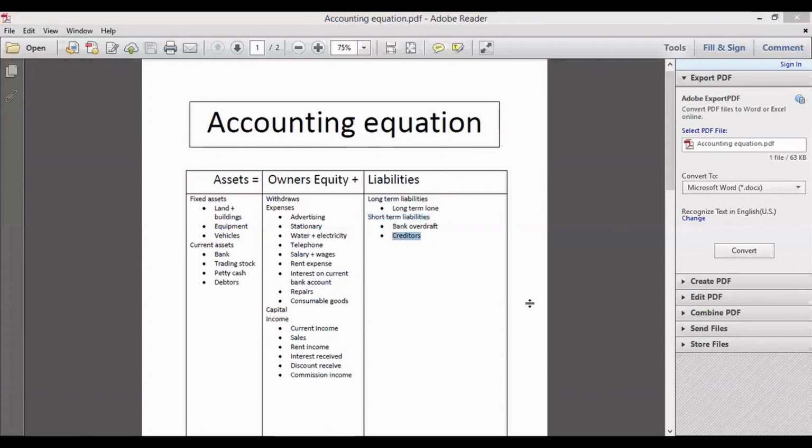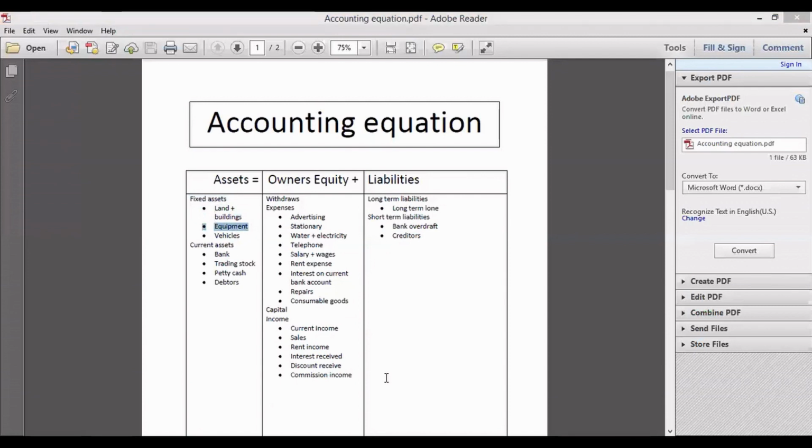The next one, equipment. It's also a larger amount of money that you will pay. It is something that you want to keep for longer than a year. That's why it falls under assets. As you can see right over there, equipment. It's a type of asset.